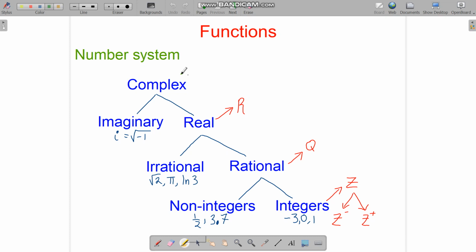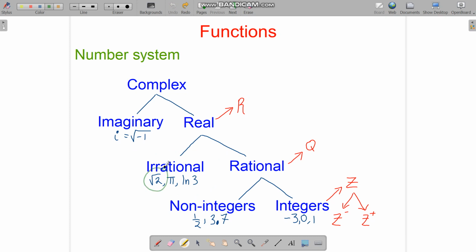For the number system, we have the complex numbers that can be divided into imaginary and real numbers. Real numbers can be divided into rational and irrational, and rational numbers can be divided into non-integers and integers. And we have some examples. In imaginary, we have i, which is the square root of -1.